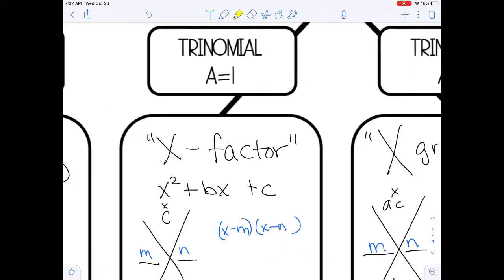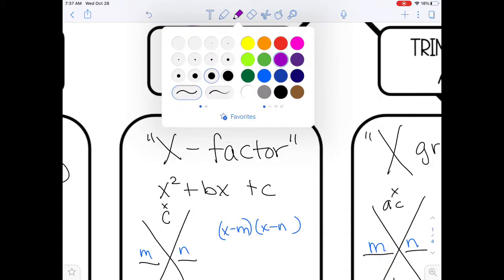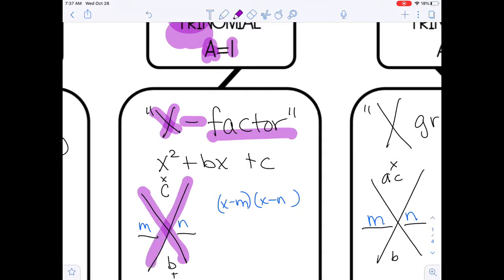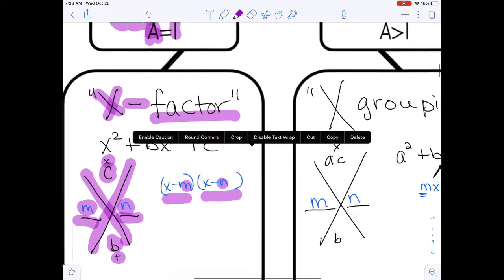And then secondly, we talked about if there was a trinomial, meaning 3 terms, and the a value was 1, we would use the x factor method, where we would make our big X, we put our value of c on top, value of b on the bottom. We'd figure out the 2 factors that multiply to c but add to b, and then we'd set up our factors x minus, and put our values for m here and n here, and that would be our factor.